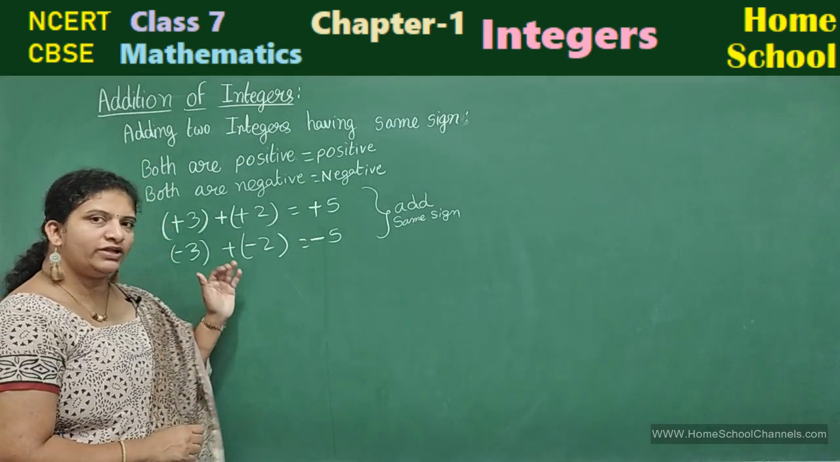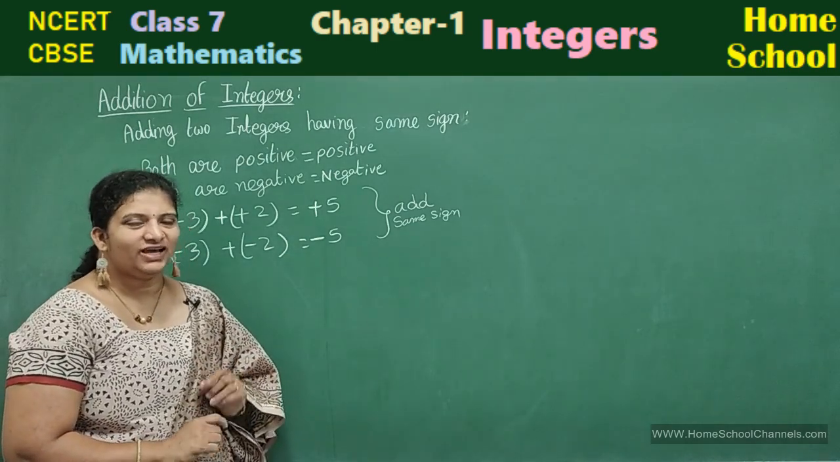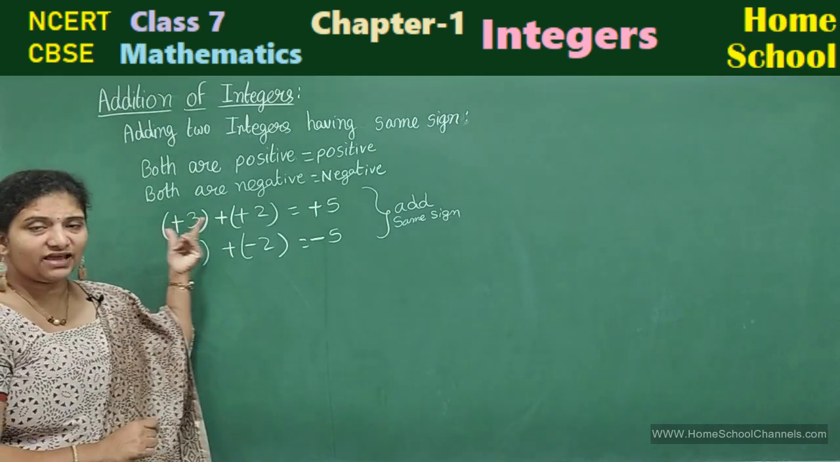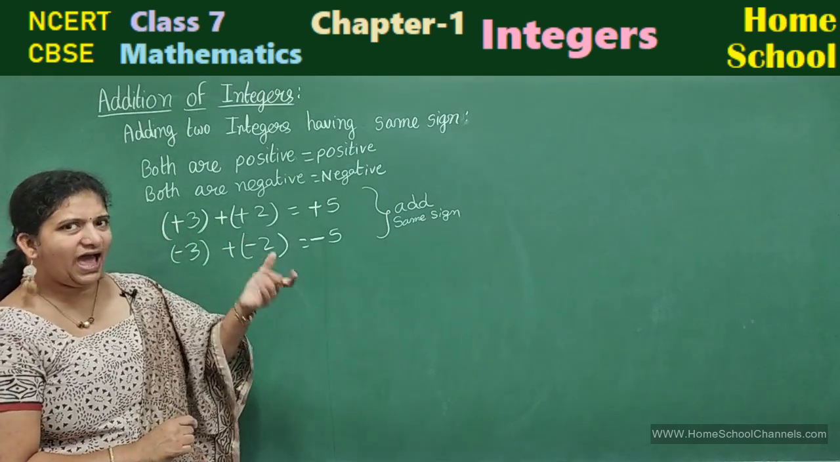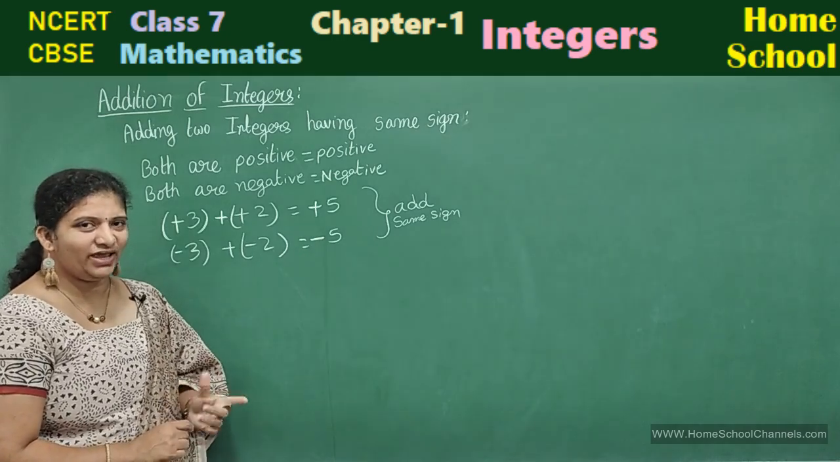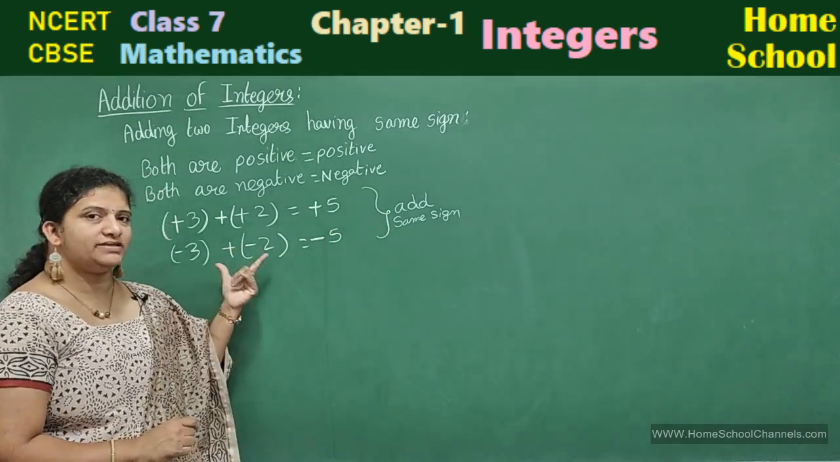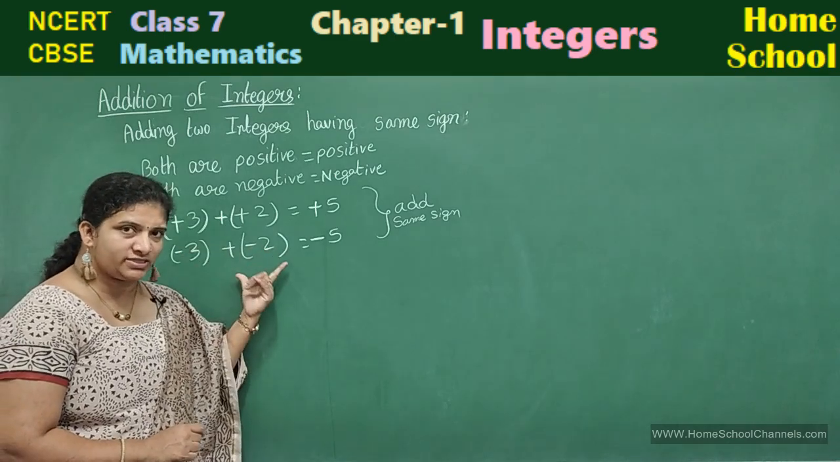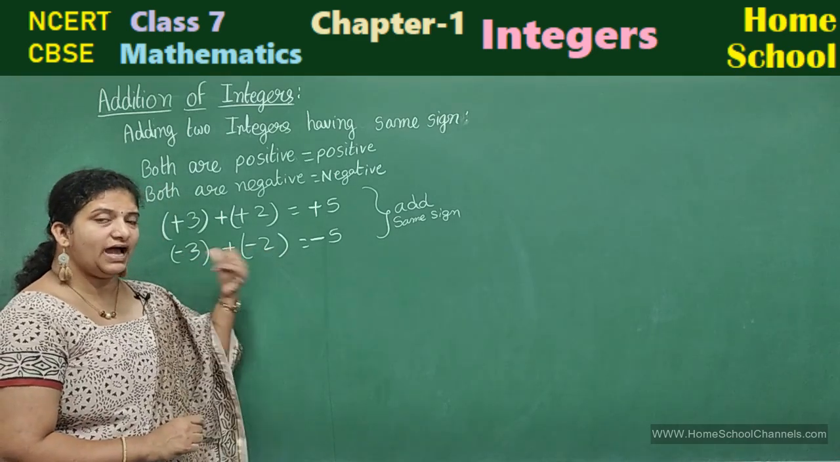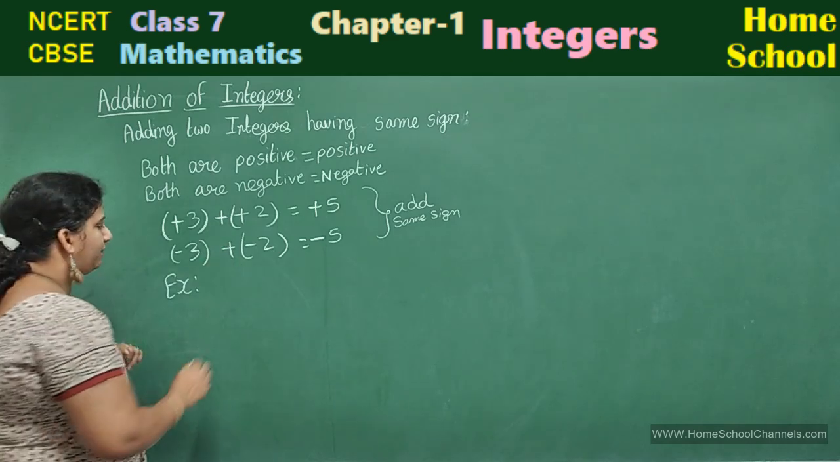At this moment, you have a chance of making a mistake in the calculation part. Okay? When you have the same sign while adding, take the sign, add the numbers. Take the sign, add the numbers. Okay? Add, same sign you keep. When both the numbers are negative or both the numbers are positive, add the numbers and take the same sign. Let us take the example here.